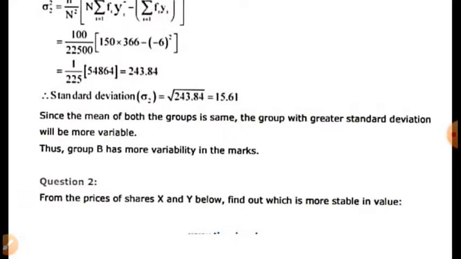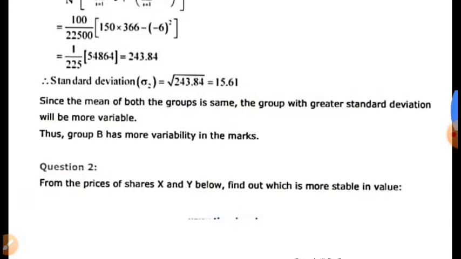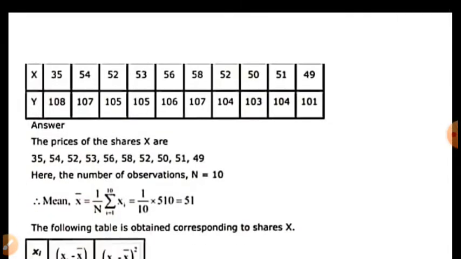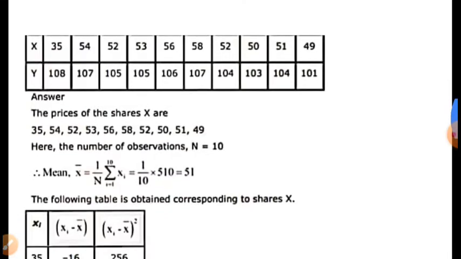The second question is: from the prices of the shares of X and Y given below, find which is more stable in value. X values and Y values are given. This is ungrouped data. For ungrouped data, how do we find the mean?